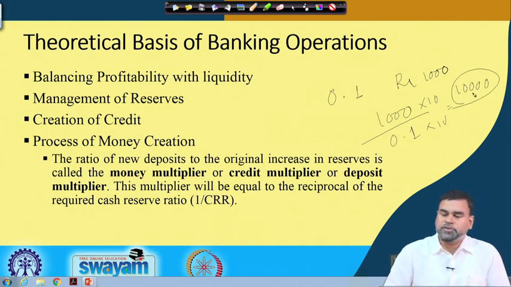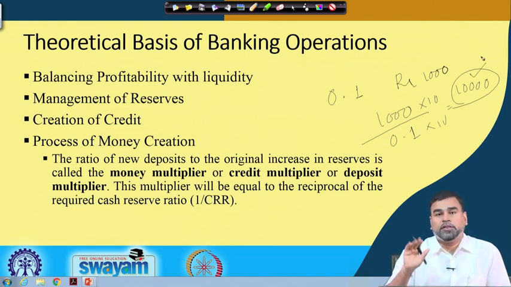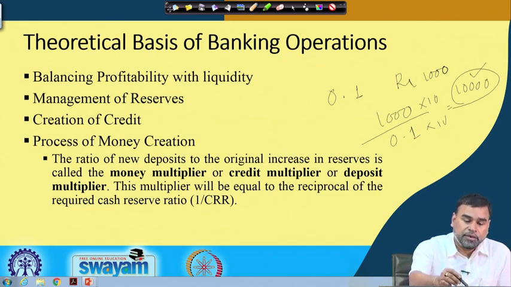So, 10,000 rupees can be created in the system through this way. This is called the money multiplier process. 1 by 10 means this is 0.1. So, in this process the 10,000 rupees can be created, and this is only possible by the commercial banks. That is why we argue that commercial banks can always create money.